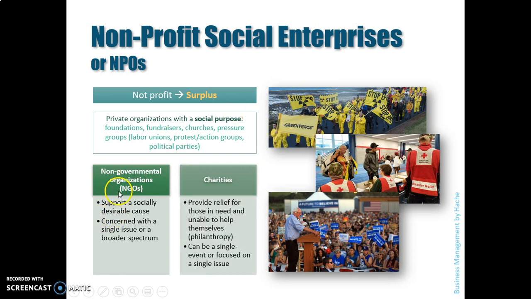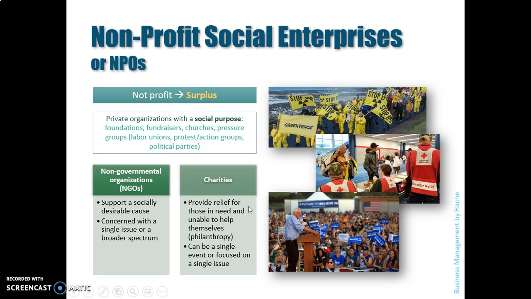So talking about the first, NGOs, they are organizations that support a socially desirable cause. That means that they support a social cause like human rights, for example, or political causes or cultural causes. They are concerned with one specific issue sometimes, or sometimes they are concerned with a broader spectrum, like, for example, Greenpeace, environmental issues.